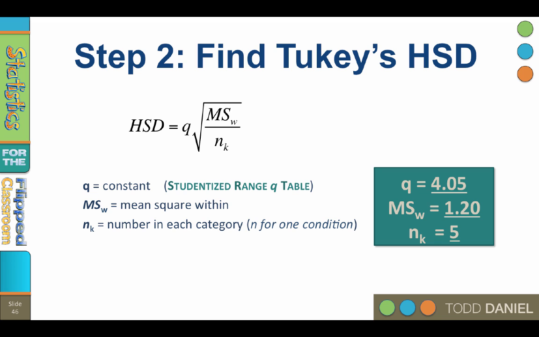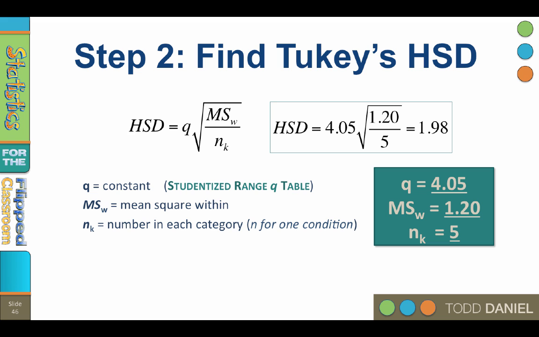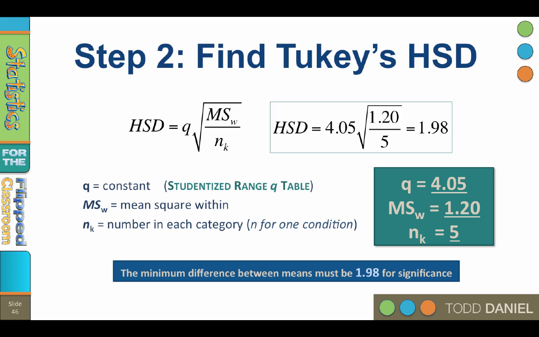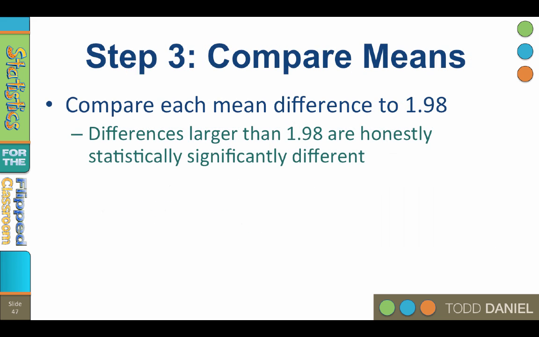So now we will plug in each of those numbers and solve. The honestly significant difference is 1.98. That means that the minimum difference between means must be more than 1.98 for them to be honestly significantly different. Which brings us to step 3.